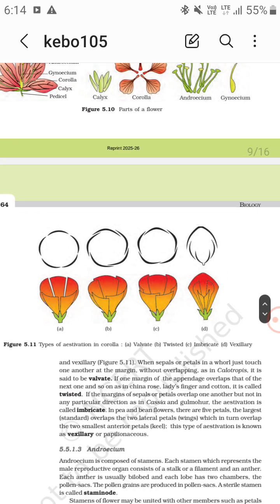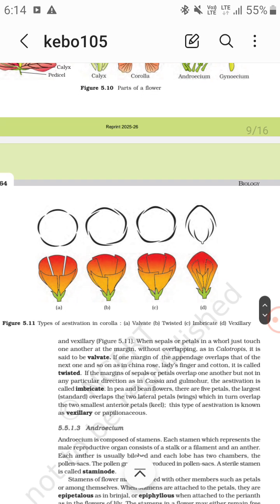In valvate, example Calotropis, the sepals and petals just touch one another at the margin and do not overlap. Twisted is when the overlap is continuous, one over the next, and so on. Examples are China rose, lady's finger, and cotton. Imbricate is when the sepals and petals overlap one another but not in any particular direction, as in cassia and gulmohar.